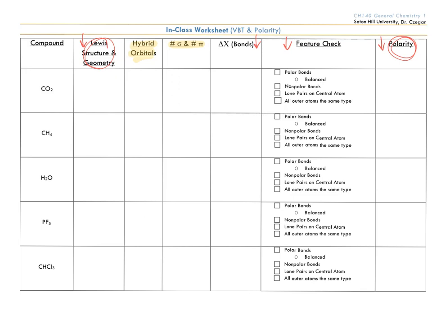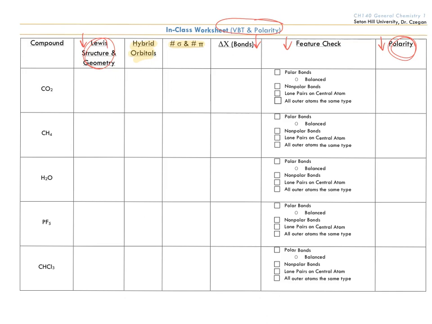You can find this valence bond theory, VBT, and polarity worksheet on Canvas to download. Again, if you're able to, I'd really recommend printing it out to work inside of it. Otherwise, just duplicate this on scrap paper or something.